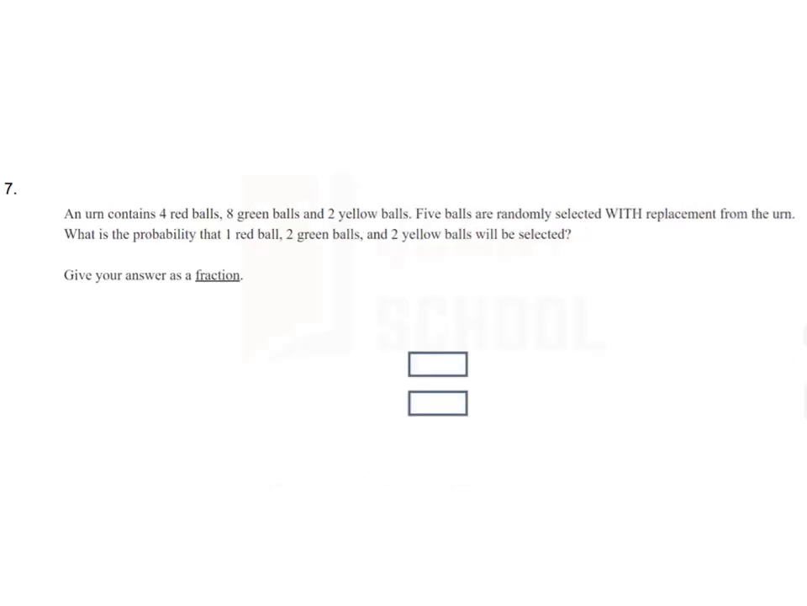We are in the seventh question. An urn contains 4 red balls, 8 green balls, and 2 yellow balls. 5 balls are randomly selected with replacement from the urn. What is the probability that 1 red ball, 2 green balls, and 2 yellow balls will be selected? Okay, 2 points to mention: we will select with replacement, and we need the probability of selecting 1 red ball, 2 green balls, and 2 yellow balls.